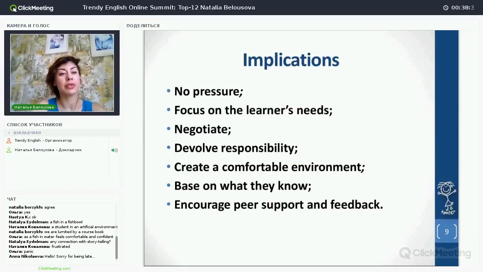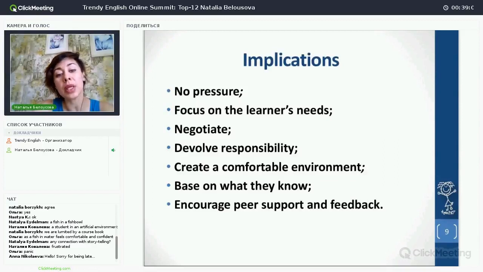Another important thing is to negotiate things with learners, negotiate types of tasks or maybe deadlines, because children and teenagers are extremely busy now. If you just overload them with more tasks in their free time, it can be demotivating. So it's good to talk things through and negotiate different things with them, but we'll see how a bit later. Devolve responsibility, which means that it's not only the teacher who decides how things are going to be done in the classroom, but the students are actively involved as well.